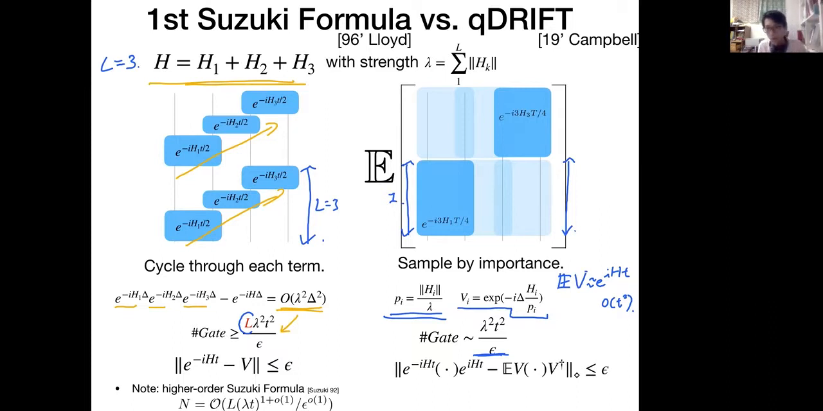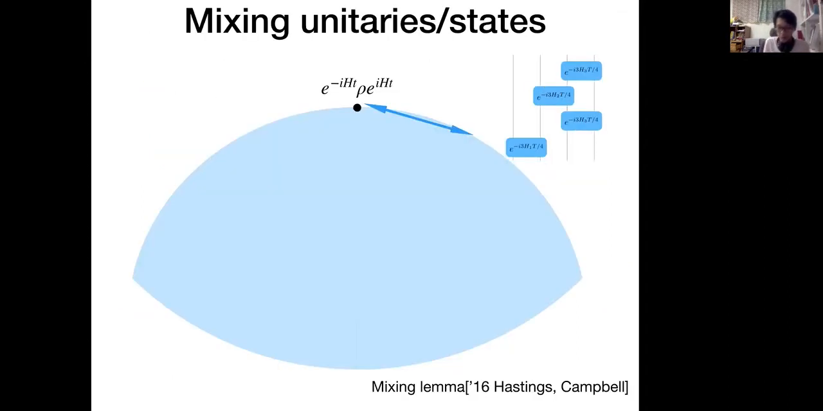However, qDRIFT is a quantum channel. Sometimes that's a bit mind-boggling. So we not only have to do this quantum channel, it will also be nice to think about this in a picture. So this is a Bloch sphere in the Schrödinger picture. And all qDRIFT is doing is going to sample these states.